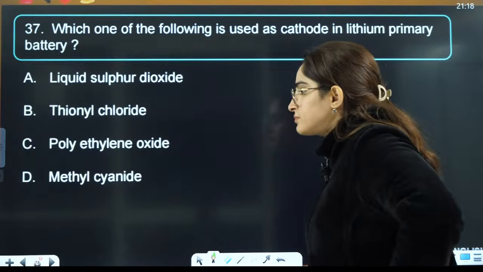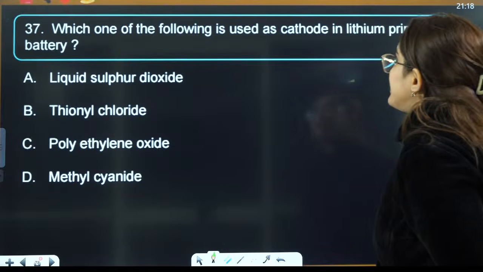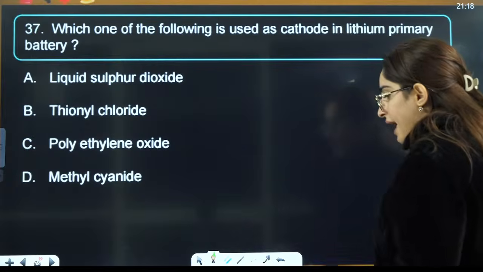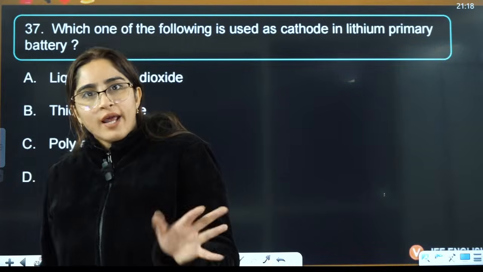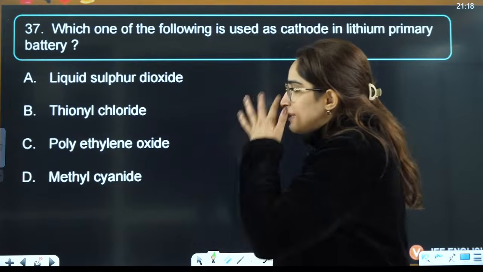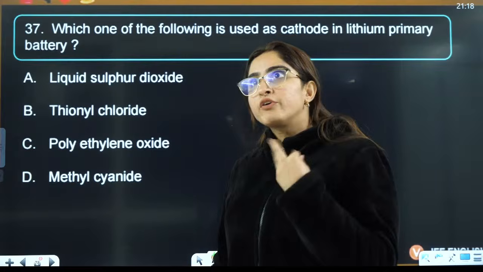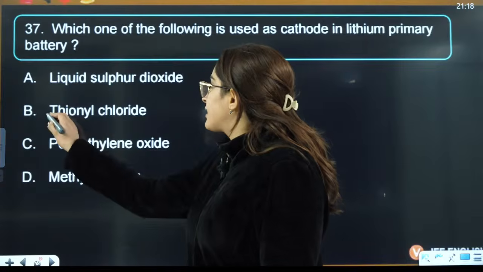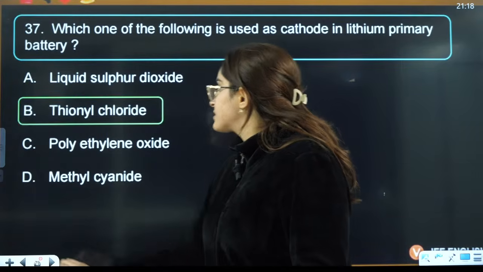Okay. Yes. So which one of the following is used as cathode in lithium primary battery? See, lithium, now this is again a direct theory based question. Either you know, either you don't know, right? So it's a fact based question, and fact based questions will be there, right? So if you don't know about them, just skip it, right? So remember that. That is thionyl chloride. Okay, so the answer will be B is the correct answer.